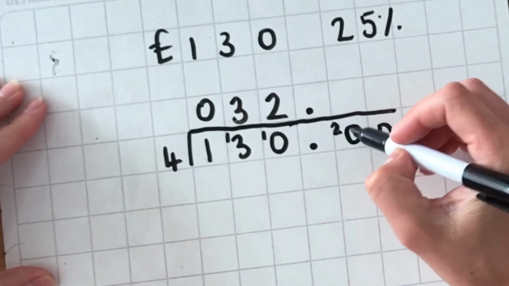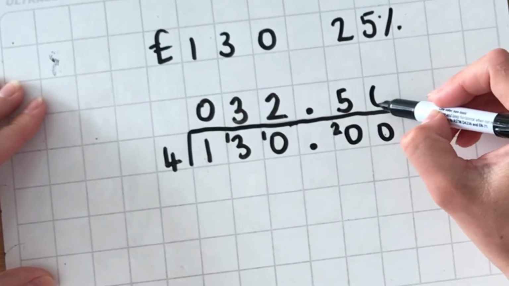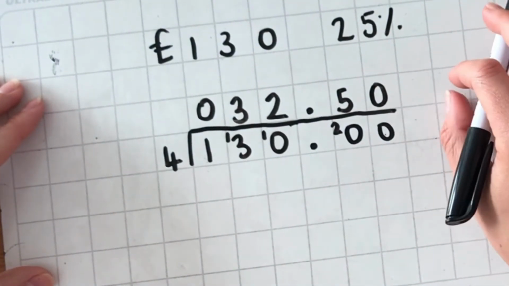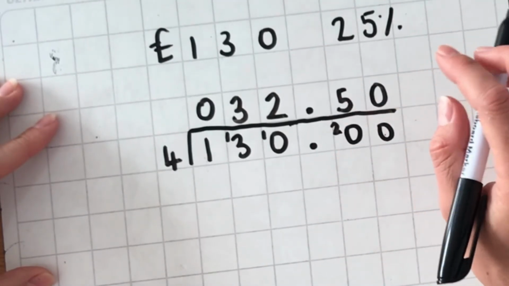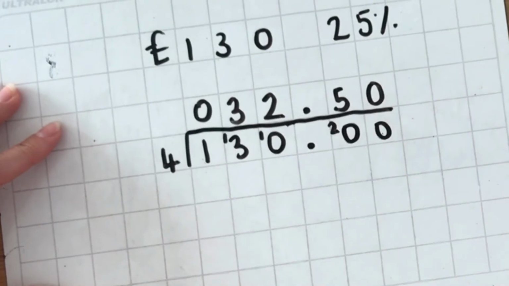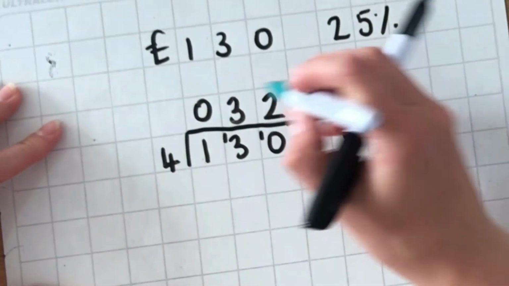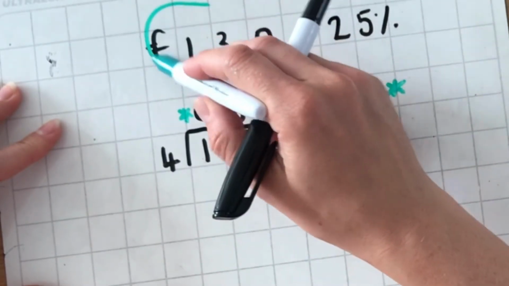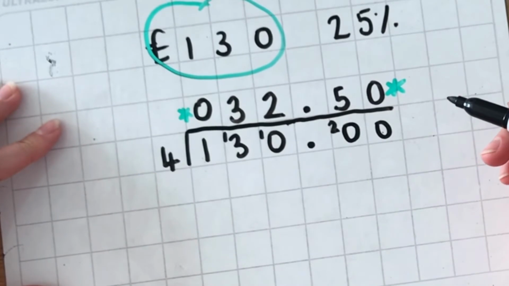So carrying over 2, 20 divided by 4 is 5, 0 divided by 4 is 0. So what that means is there's going to be £32.50 discounted, okay, it's a sale, so that's going to come off the price. So your next step is to take away the amount that's discounted from the original. Okay, so 130, take away £32.50.